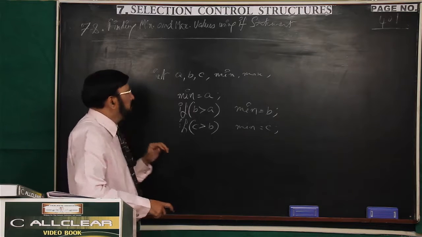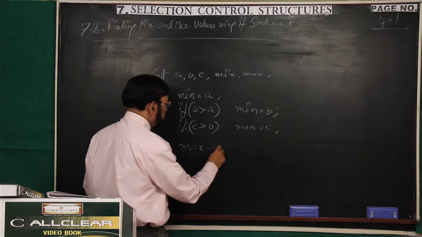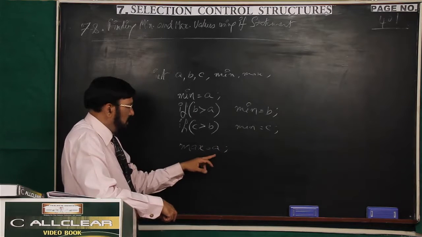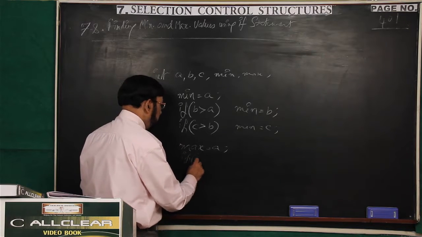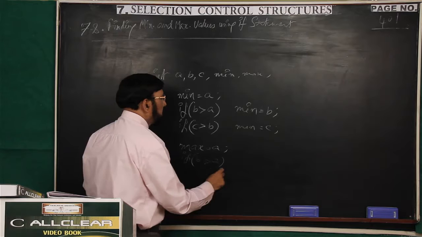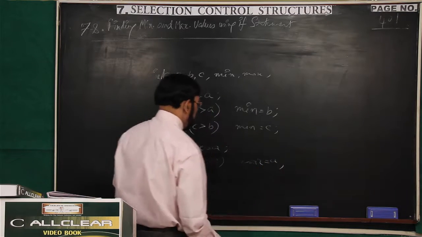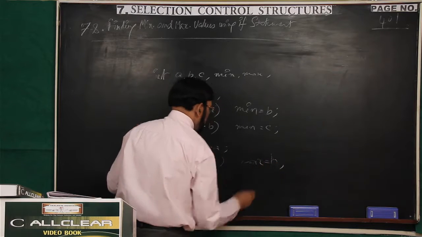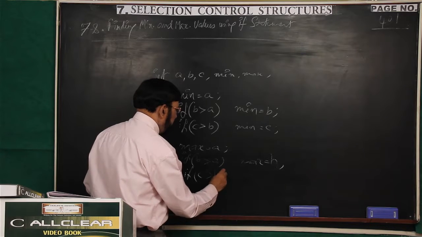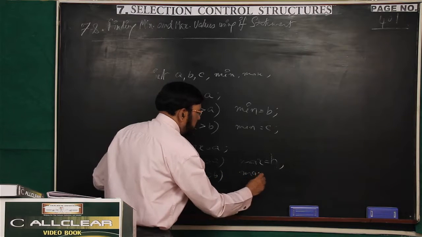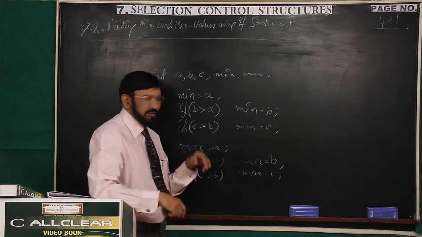Then, in the same manner, max also you can find out. Then assume max is equal to A. That means you are assuming A is max. Then when B is greater than A, max is B. Then if C is greater than max, max is C. Okay, simple logic like this only we have applied.